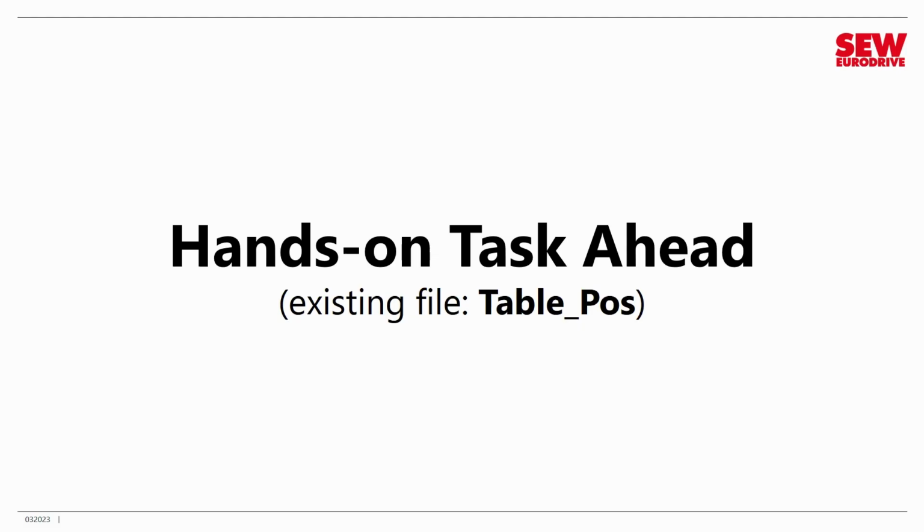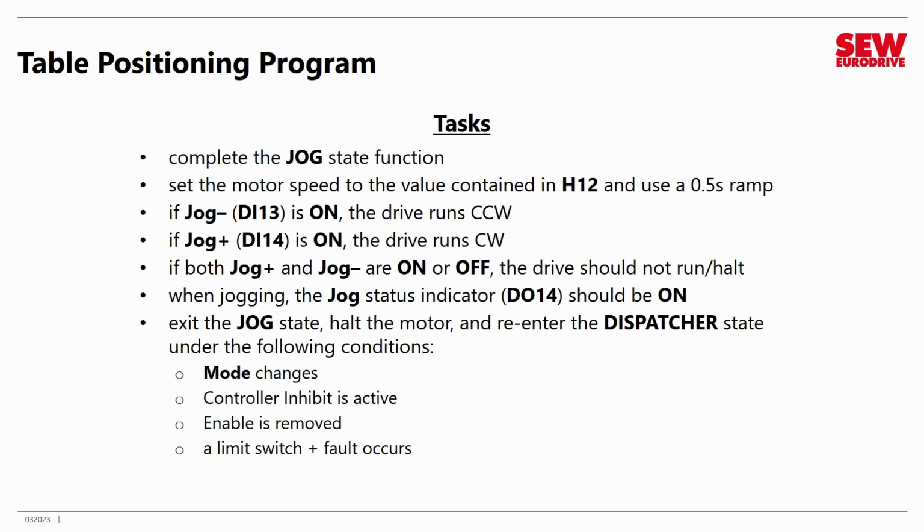All right, well, let's forge ahead. We've gotten a good chunk of our program written, but we need to keep moving, so we're going to add some more to our existing file IPOSplus. First of all, we're going to complete the jog state function. You've already created the skeleton code for it.